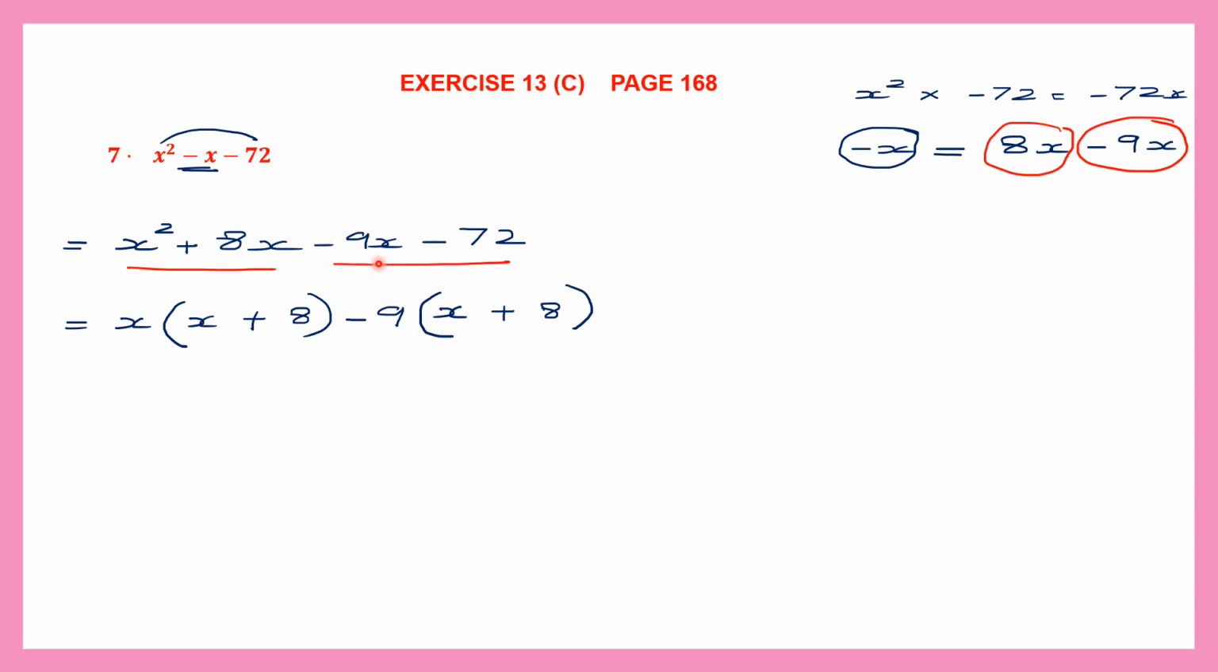Minus 9x. Okay, minus 9x. Minus into plus is minus. 9 eights are 72. We are getting it. So now we can get our factors here. Let's get the first one. We can write the one within brackets first, x plus 8. And the next one, we take this x and minus 9. So we get x minus 9. So this is our answer, x plus 8 and x minus 9.